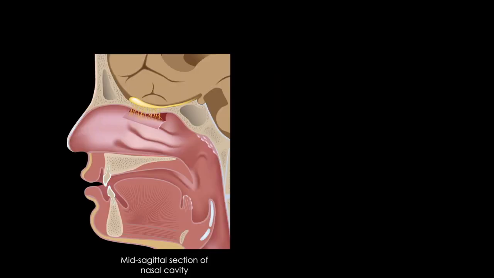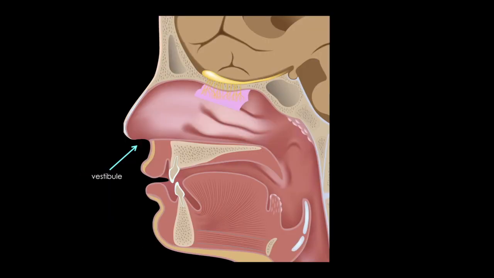Here's another cartoon. This is a mid-sagittal section of the nasal cavity. And within this nasal cavity, we have three big regions: nasal vestibule, the respiratory region, and the olfactory region. So I'm going to review each area and then look at some histology. We're going to start with the vestibule. This word means antechamber. So the vestibule is basically the lobby of the nose, where the air enters the body.